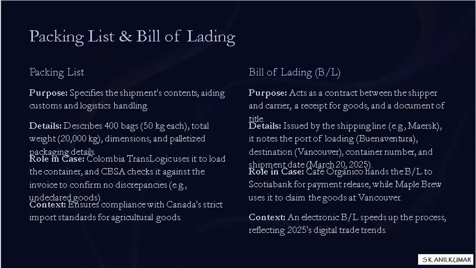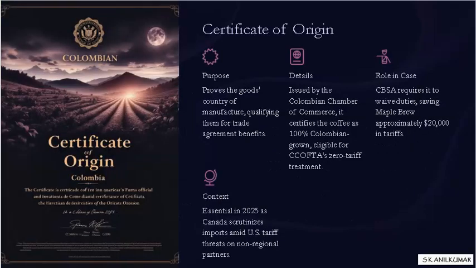Café Orgánico hands over the BL to Scotiabank for payment release, while Brew uses it to collect the goods at Vancouver. So the bill of lading is treated as a quasi-negotiable instrument by the trade world, and this instrument controls when and who will be eligible for payment or can become responsible to make the payment in return for getting the BL. The context is that it speeds up the process, and this BL in the current trade we can assume, because it's Maersk, is issued in digital form to make things faster and make use of the current technology.